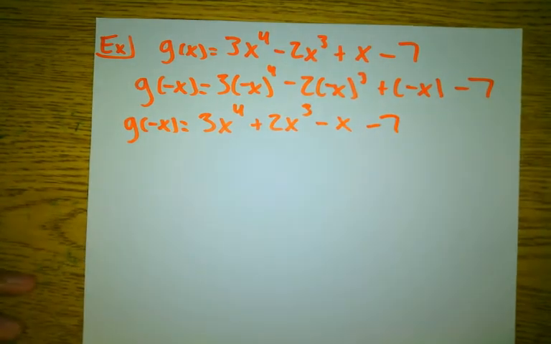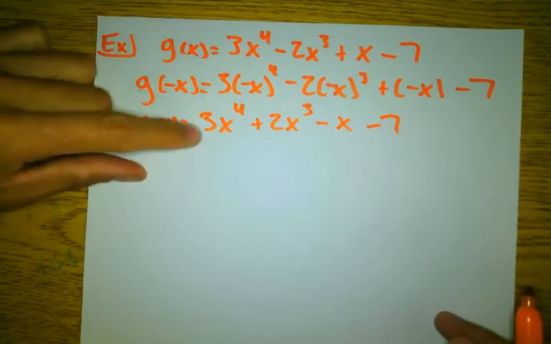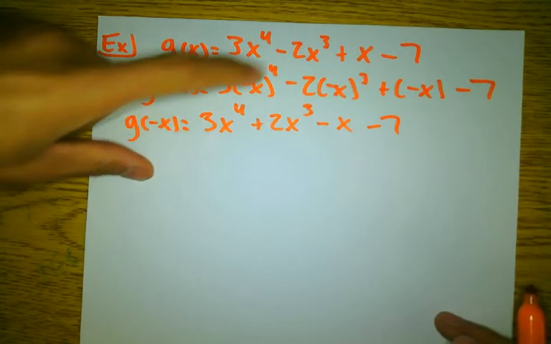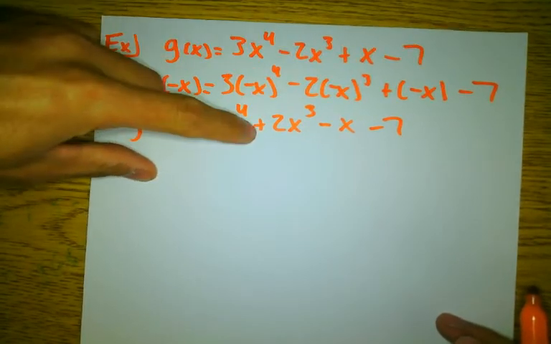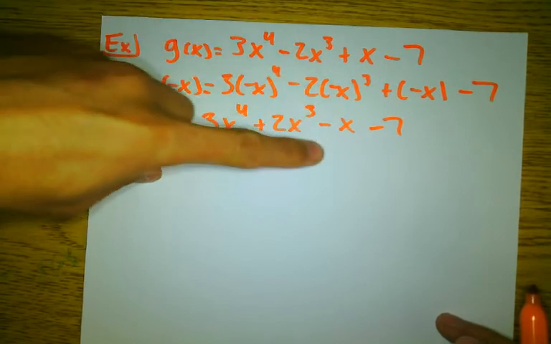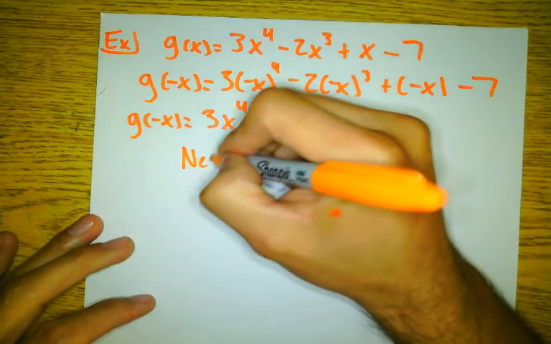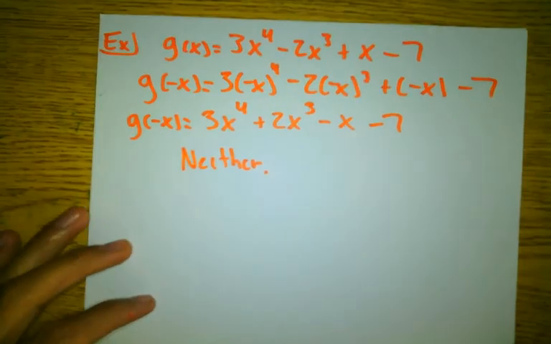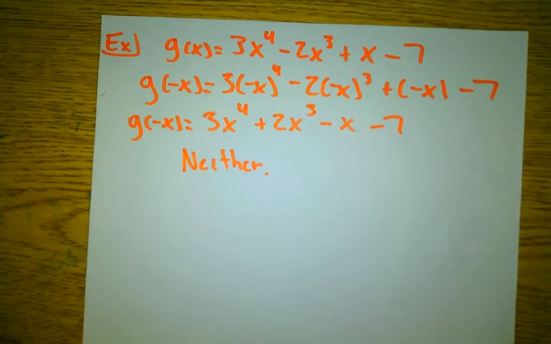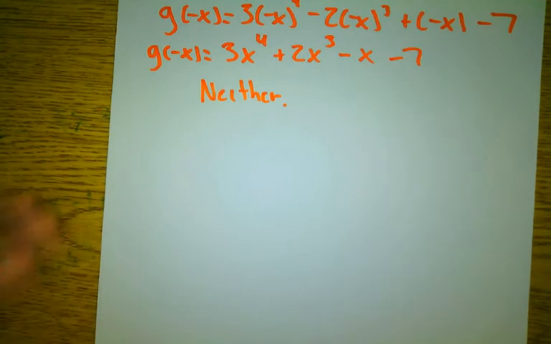All right? So I'm going to look at what I have right now versus what I originally started with. It looks like the 3x to the 4th is the same, but the negative 2 switched to a positive. The positive switched to a negative, and the negative stayed the same. So in other words, some things stayed the same, some things changed. If that happens, it's neither. It's either the same or everything changes. You with me?